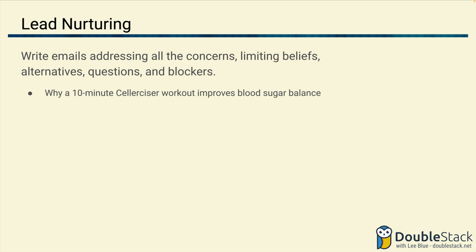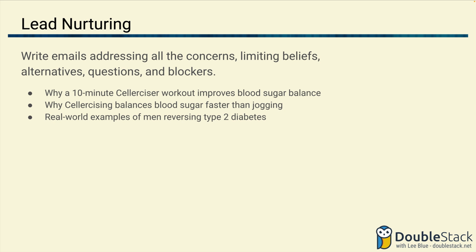Why a 10-minute Cellerciser workout improves blood sugar? See where we're getting into the persona that we were talking about before? When you start sending emails, you can say stuff like why Cellercising improves your blood sugar, helps you maintain a healthy blood sugar balance or whatever. Whereas in an ad, especially on Facebook, you're not supposed to say that. But in email, you have a lot more liberty to say the stuff that really matters with regard to the persona. And another email that I would send would be why Cellercising balances blood sugar faster than jogging. So that's digging more into the details of the first email.